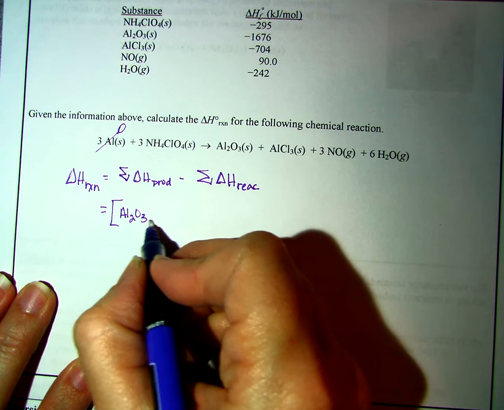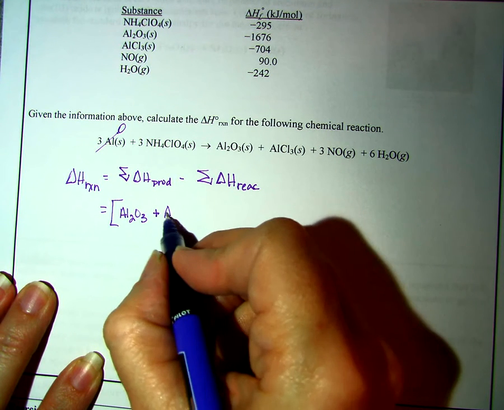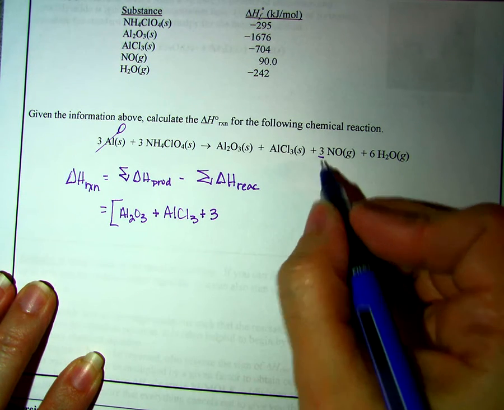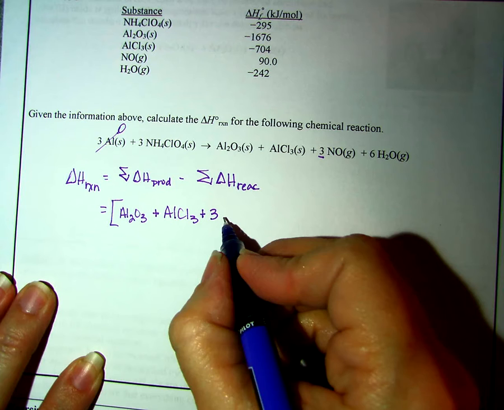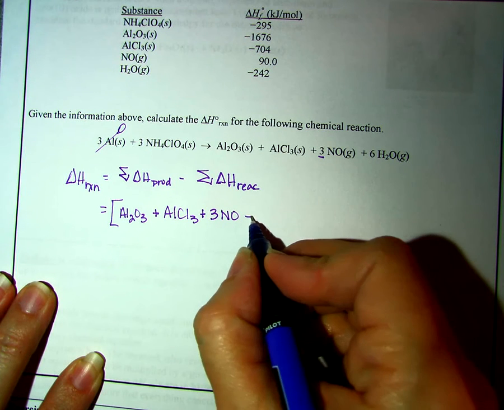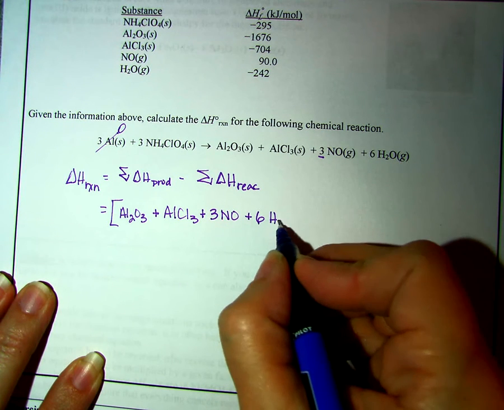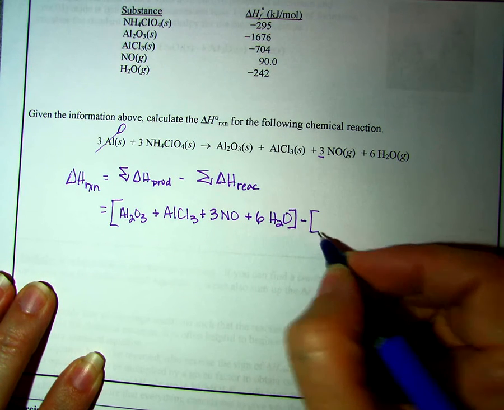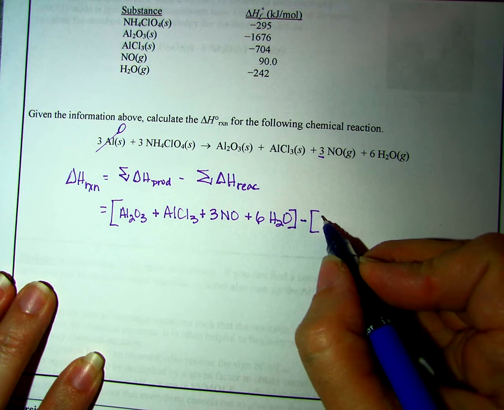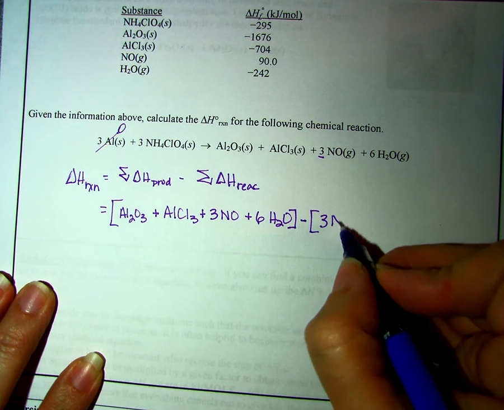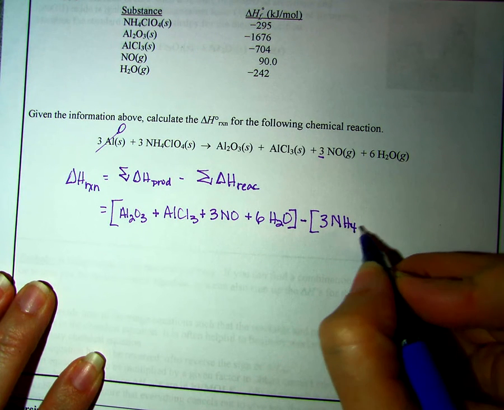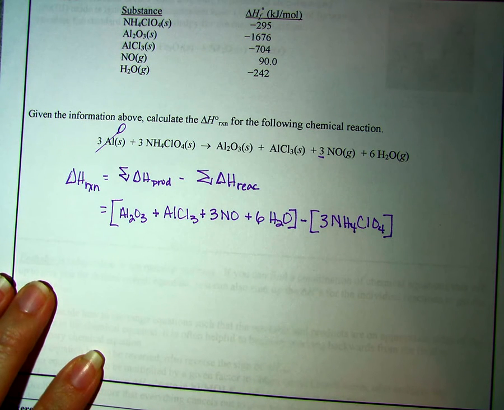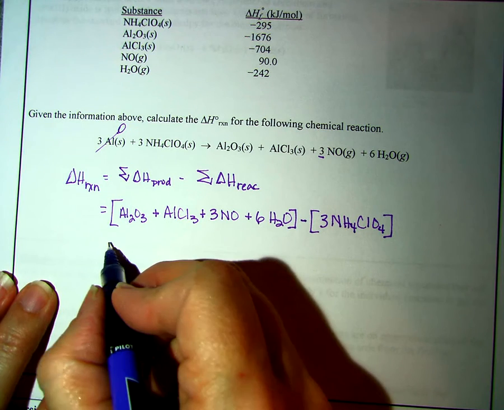Al2O3 plus AlCl3 plus 3, because we have to look at how many moles of each thing we have, 3 NO plus 6 H2O. So those are our products minus the sum of our reactants. And in this case, we only have one reactant. There's 3 of them, though. NH4ClO4. Okay. So now all we've got to do is go back and put in the numbers that stand for this.